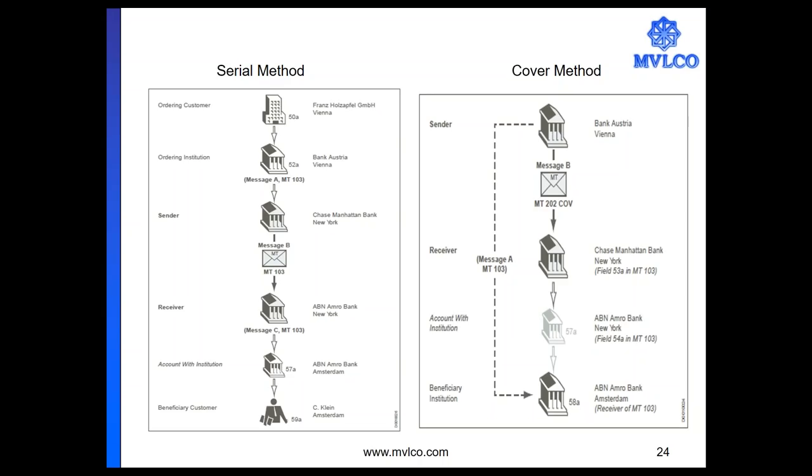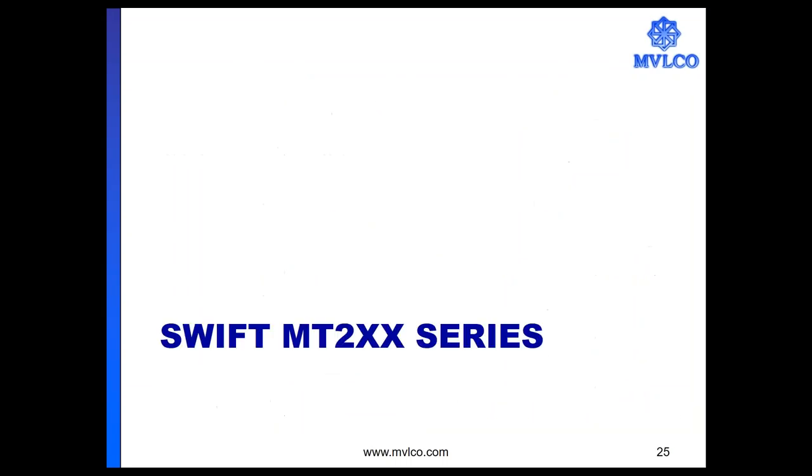So we have seen two mechanisms, the serial and the cover. Now at this juncture, we have discussed three push message types under customer credit category: MT101, MT102, and the MT103. Let us now look at the series 2.